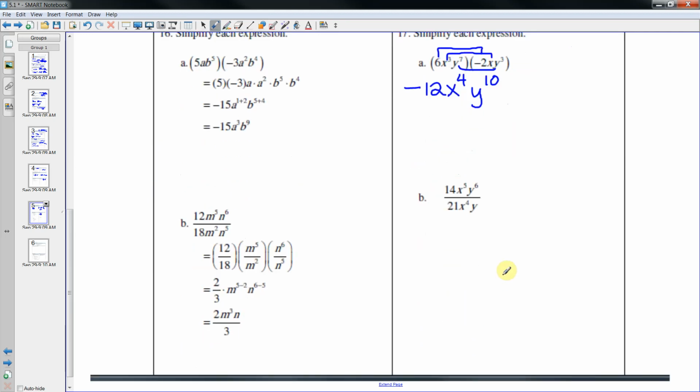Okay, I'm going to write the next one quietly. You do it on your paper, and then you look back and check your answer. We've got 14x to the 5th, y to the 6th, over 21x to the 4th, y, and I'll go ahead and put a y to the 1 there. So I'm going to reduce it and write my answer, and you do it the same, and then look back and see if we got the same thing.